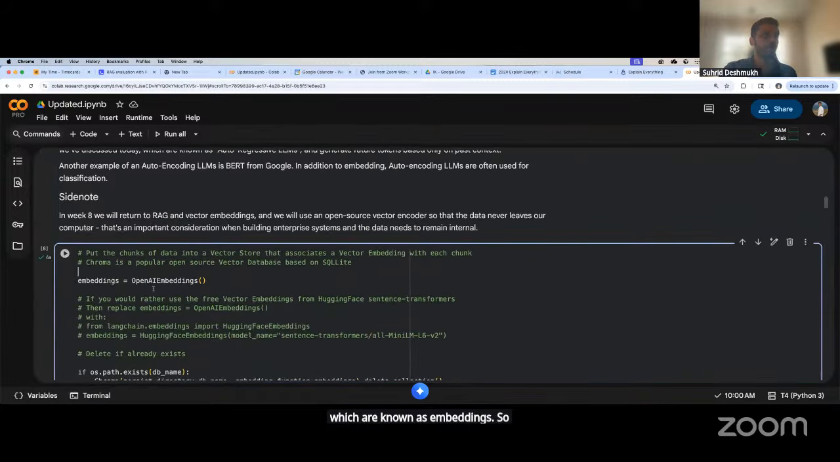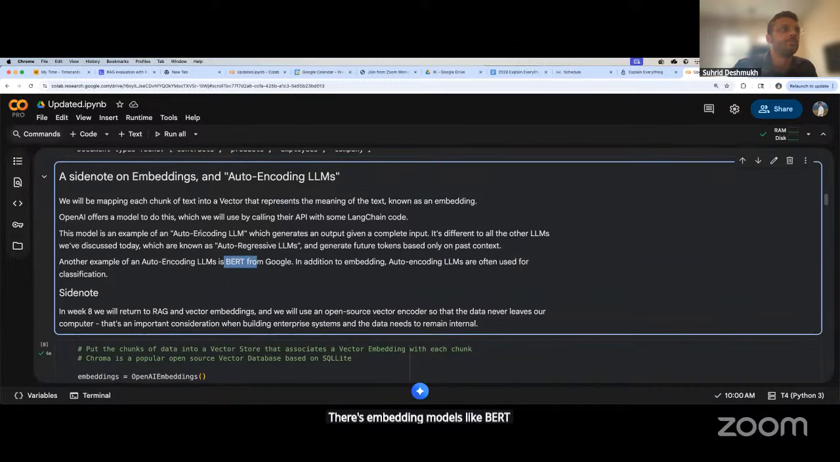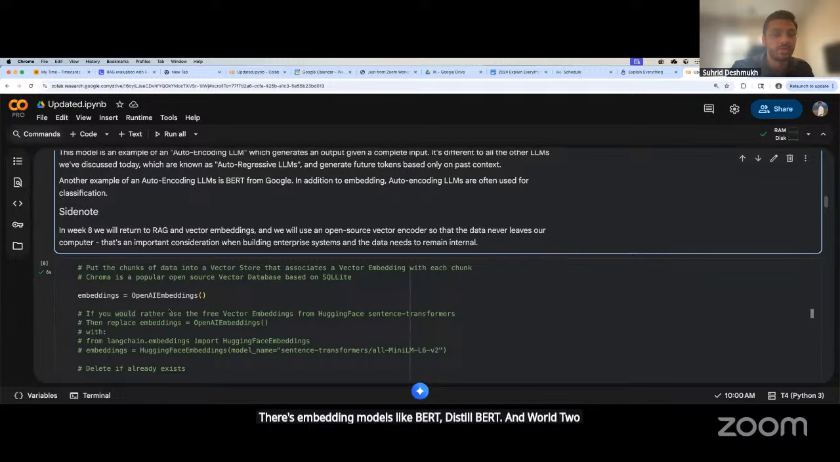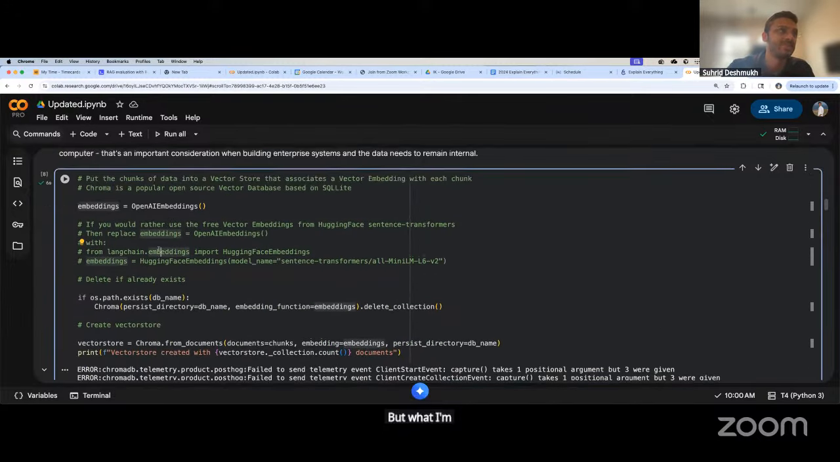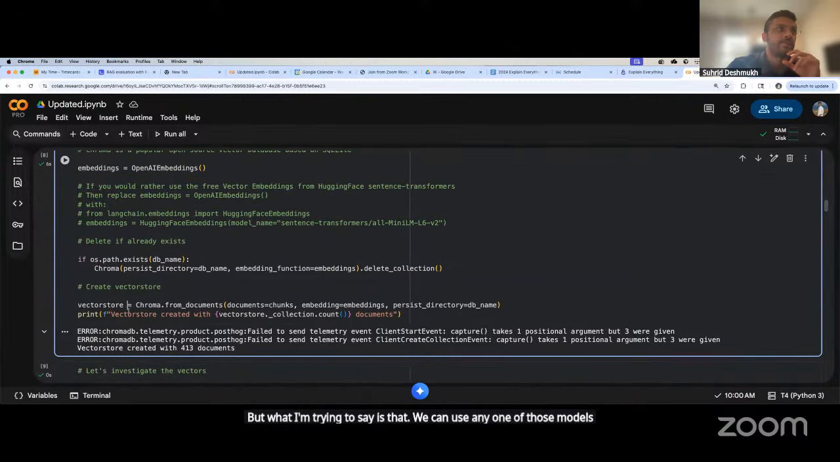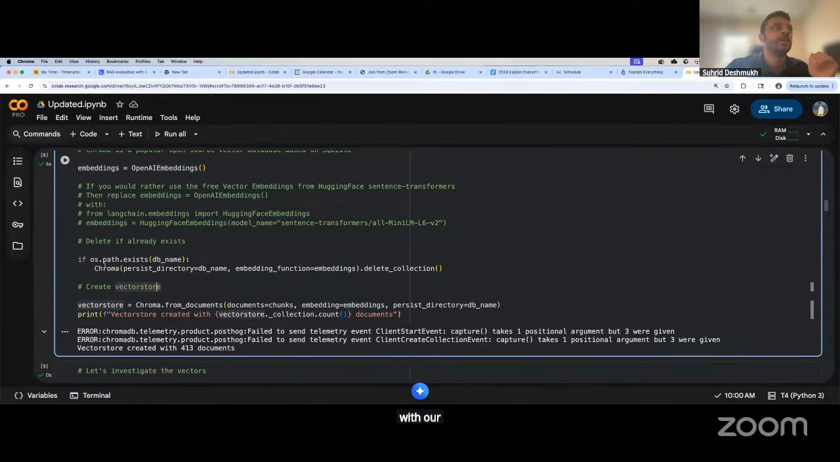So we already have embedding models. There are embedding models like BERT, DistilBERT, and Word2Vec is another one from before the Transformers era. But what I'm trying to say is that we can use any one of those models and create an embedding associated with our chunks. And this is where our vector store comes in.